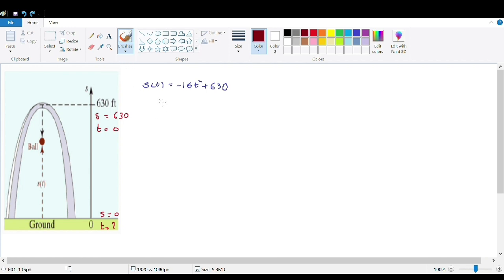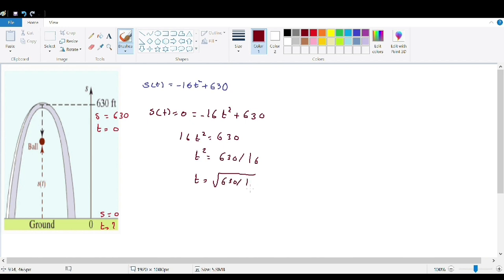So first of all, let us find what is the time when the ball hits the ground. So when the ball hits the ground, that means S(t) is equal to 0. It is equal to minus 16 t squared plus 630. So let us solve this one for t. So it will be 16 t squared is equal to 630. So t squared will be equal to 630 divided by 16. So from here t will be equal to the square root of 630 divided by 16, which is approximately equal to 6.27 seconds.